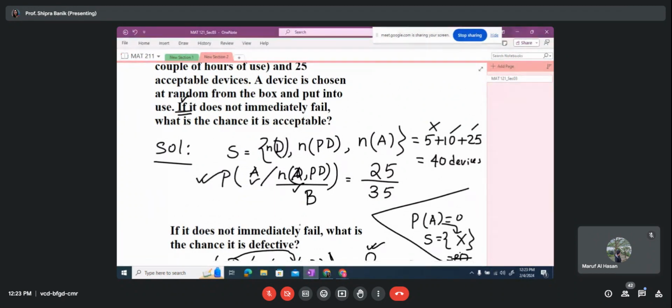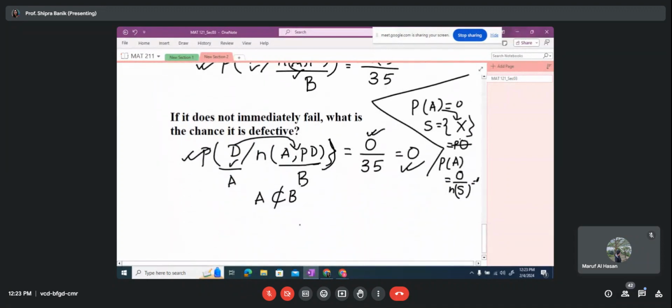The condition says if it does not immediately fail, what is the chance it is defective, right? So here the number of chances should be 5 + 10 for the bottom part, okay. Bottom part, why? If it does not immediately fail, it is same, because does not immediately fail meaning is what? It can be acceptable or partially defective, is it?